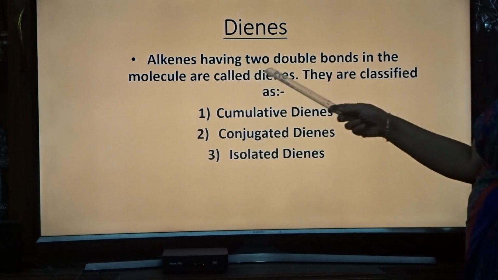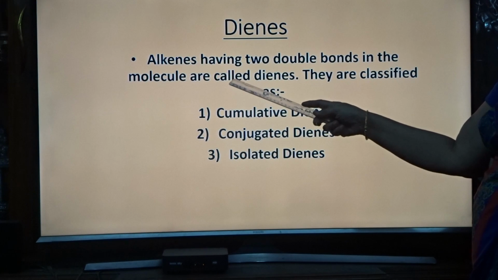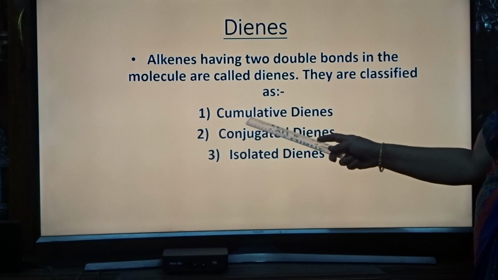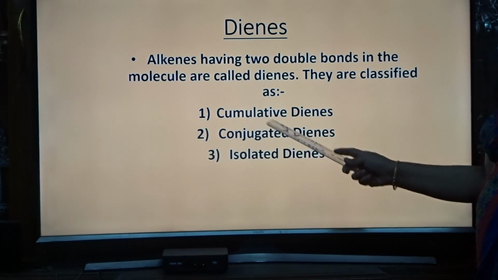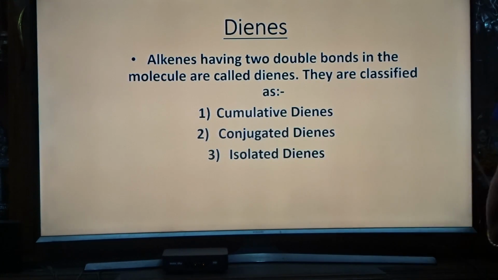Dienes. Alkenes having two double bonds in the molecule are called dienes. Means in a single molecule two double bonds are there, and such are known as dienes. They are classified as cumulative dienes, conjugated dienes and isolated dienes. So there are three types of dienes: cumulative dienes, conjugated dienes and isolated dienes.